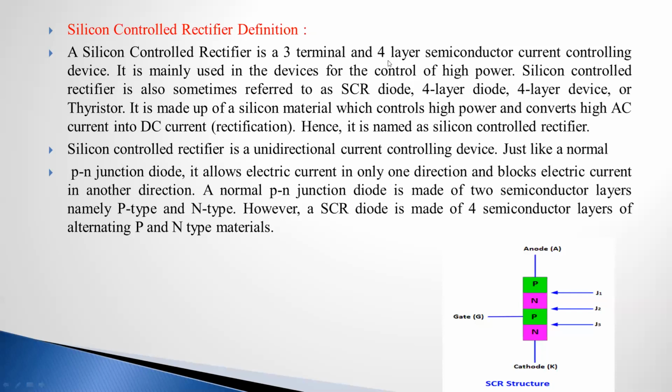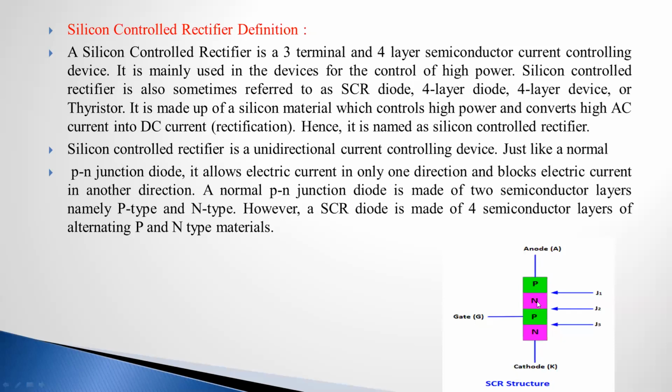It has three terminals and is a four-layer device. So simply, SCR can be called a three-terminal, four-layer device. What are the three terminals? Anode, cathode and gate. It is clear.